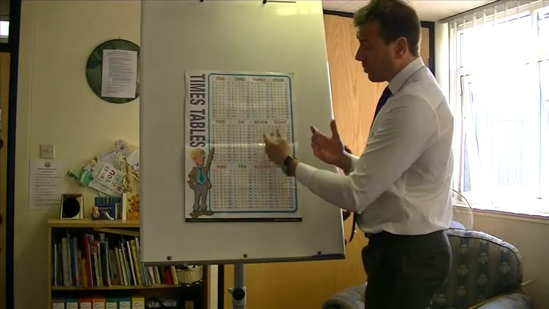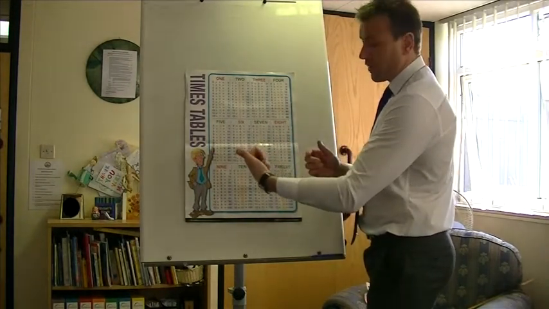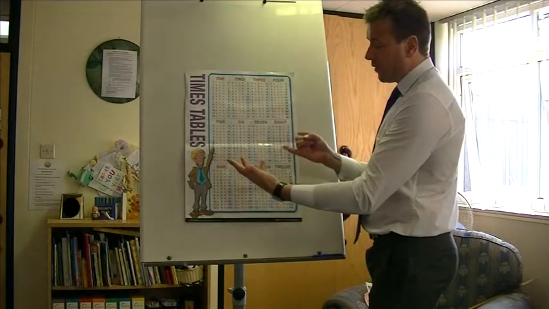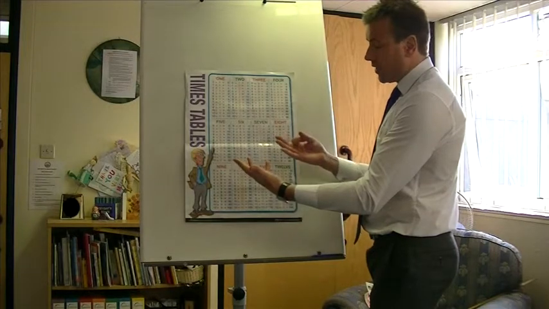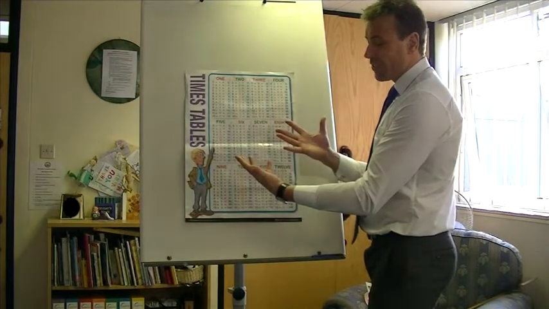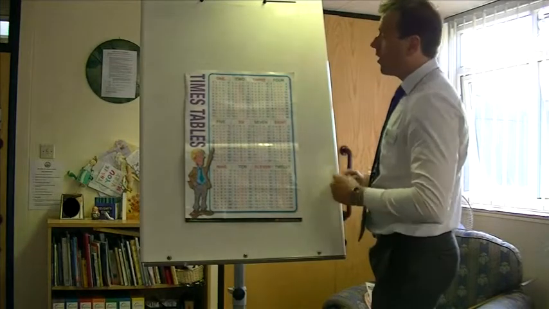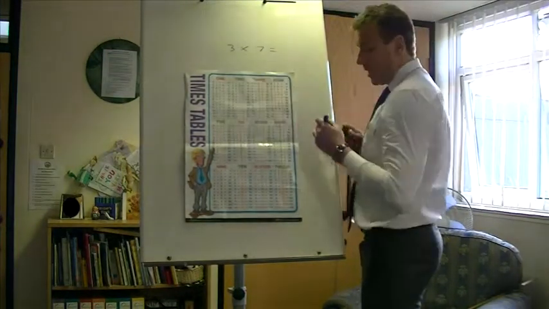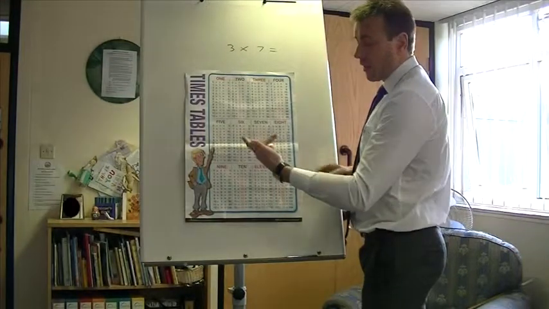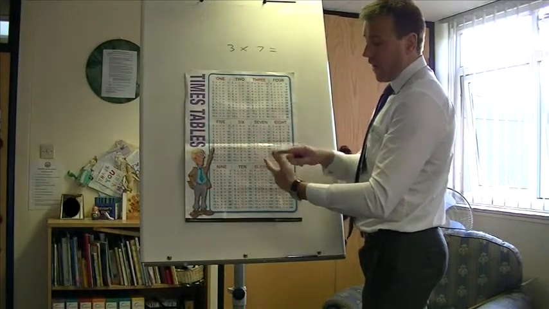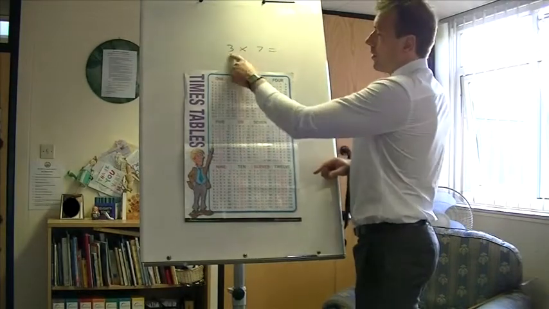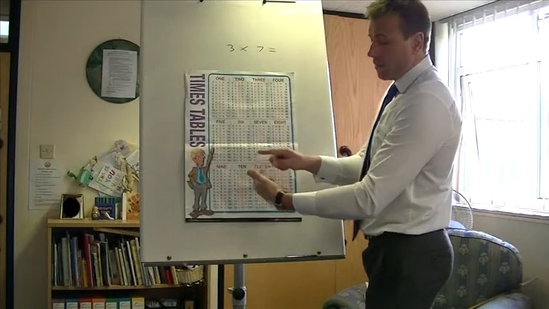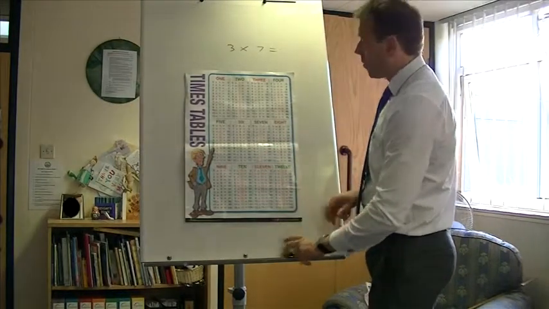So if I'm counting multiples of 7, I'd start at 7, 14, 21, 28, 35, 42, 49, 56, 63, 70. So if I said then, what are 3 lots of 7, or 3 times 7, I think, right, I've got 3 fingers there. If I count 3 lots of 7, I count 3 fingers, and in multiples of 7, I should be able to get my answer. 7, 14, 21.